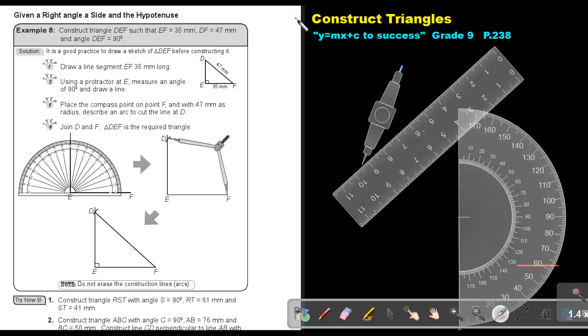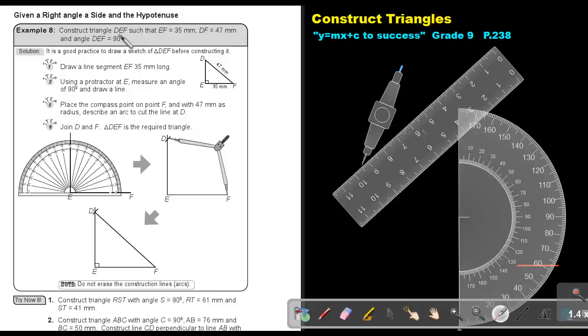Part 8. We are going to continue with construct triangles. You will find this on page 238 in the Namibian Mathematics Grade 9 textbook. Given a right angle, a side, and the hypotenuse. Let's look at an example.